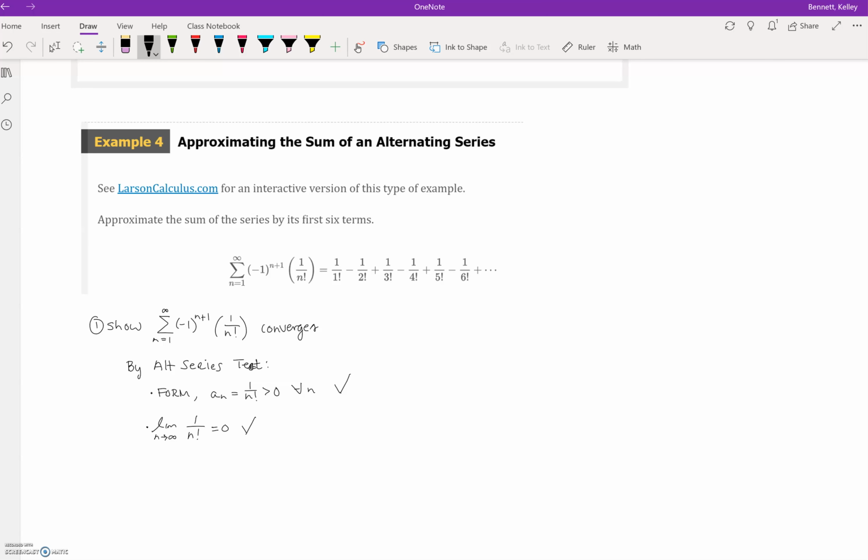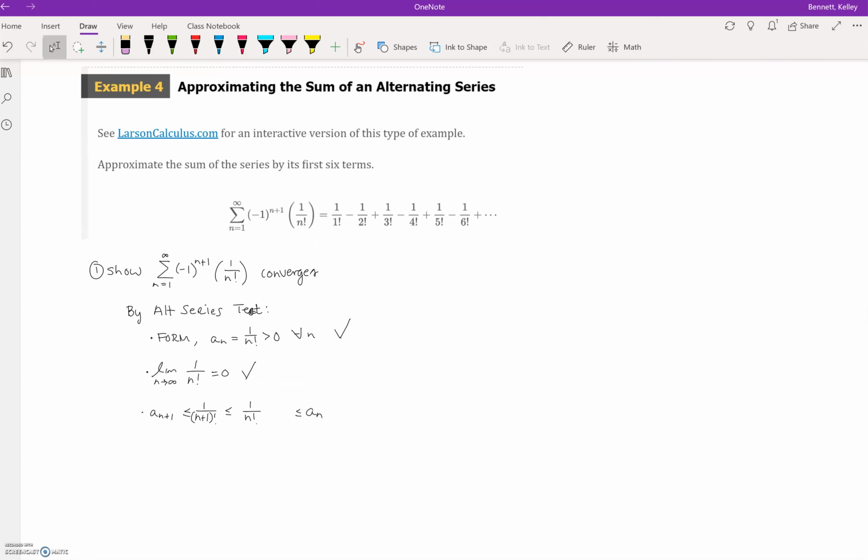Then we need to show that a sub n plus 1 is less than or equal to a sub n. So that's going to be 1 over n plus 1 factorial less than or equal to 1 over n factorial. And that's definitely true because on the left-hand side, the denominator is always going to be larger than that of the right-hand side. So the alternating series test tells us that this converges.